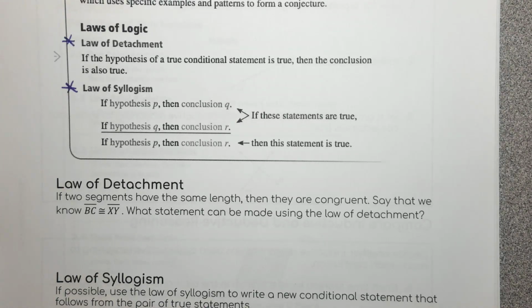The law of detachment says if the hypothesis of a true conditional statement is true, then the conclusion is also true. So if we know that what we're assuming to be true, our hypothesis, is true, and we know the whole thing is true, we know that the conclusion had to be true as well. That was our TTT from our truth table.